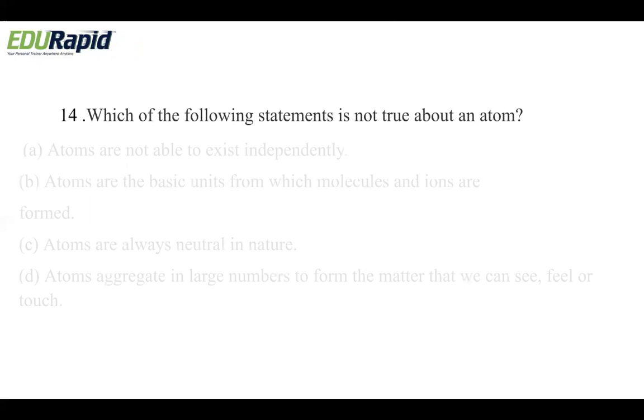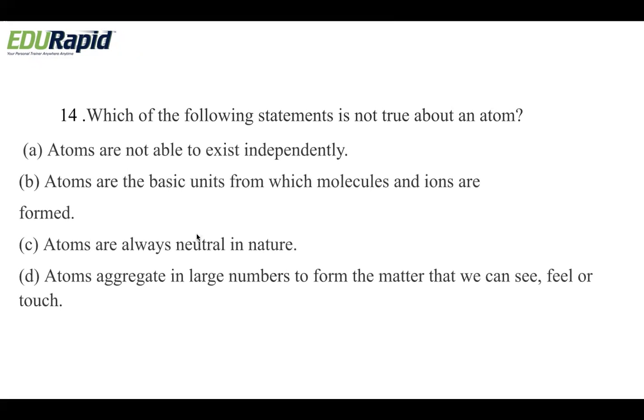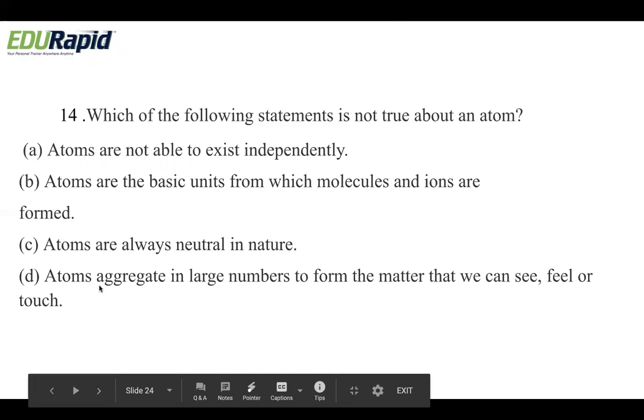Which of the following statements is not true about an atom? So we have given you 4 statements about an atom. You should find out which is not true. Firstly, atoms are not able to exist independently. Secondly, atoms are the basic units from which molecules and ions are formed. Thirdly, atoms are always neutral in nature. Last, atoms aggregate in large numbers to form the matter that we can see, feel, or touch. So out of this, which is not true?